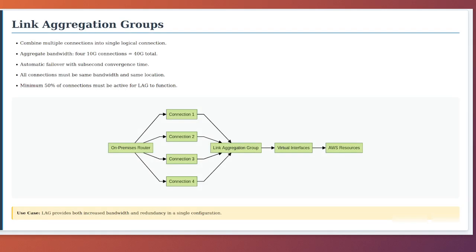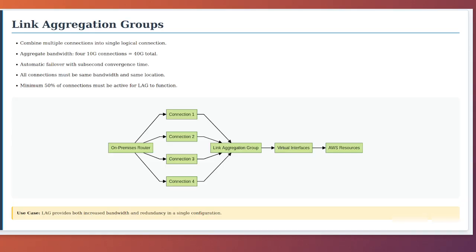Link Aggregation Groups. Link Aggregation Groups, or LAGs, allow you to combine multiple Direct Connect connections into a single logical connection for increased bandwidth and redundancy. This is particularly useful when you need more bandwidth than a single connection provides, or when you want active-active redundancy. A LAG groups multiple physical connections together and treats them as a single connection. For example, if you have 4 10 gigabit connections in a LAG, you effectively have 40 gigabits of aggregate bandwidth.